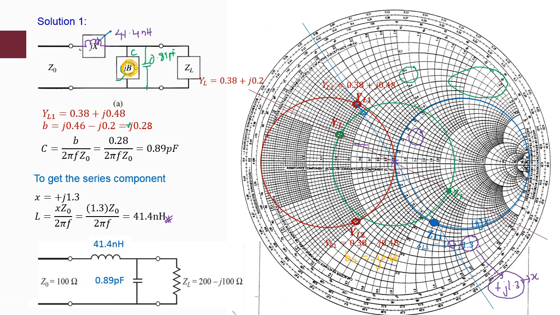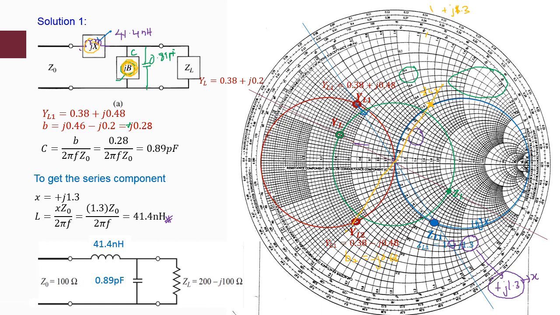Then to get the series, you need to translate this one, draw a line crossing at the center, and then look at the intersection at the 1 plus jx. We can call it ZL2. For example, you can draw this properly and get the value. I suppose it's supposed to be 1 plus j1.3 or 2 or something.